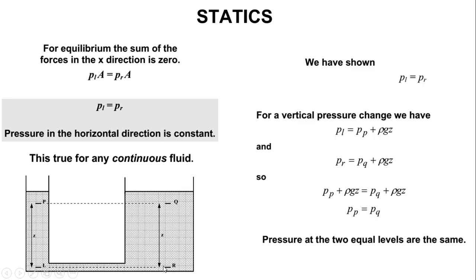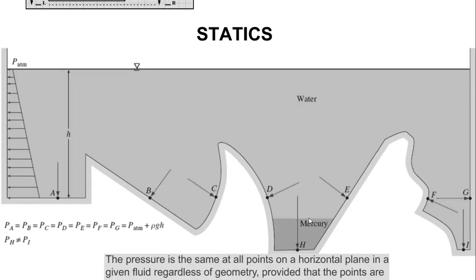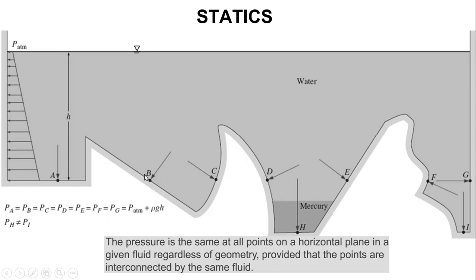So what we need to put in mind is, if we've got continuous fluid, we are going to get pressures that are going to be equal at equal levels, or at the same level that we have. For example, in this diagram, pressure at A is equal to pressure at B, C, D, E, F and G, despite the shape of the container, despite the shape of the surrounding or the boundary that we have, on condition that we have got the same fluid. So in this case we've got water all over this place.